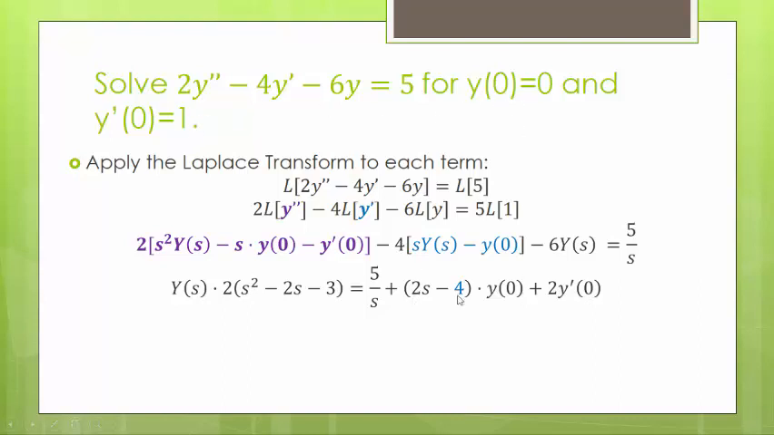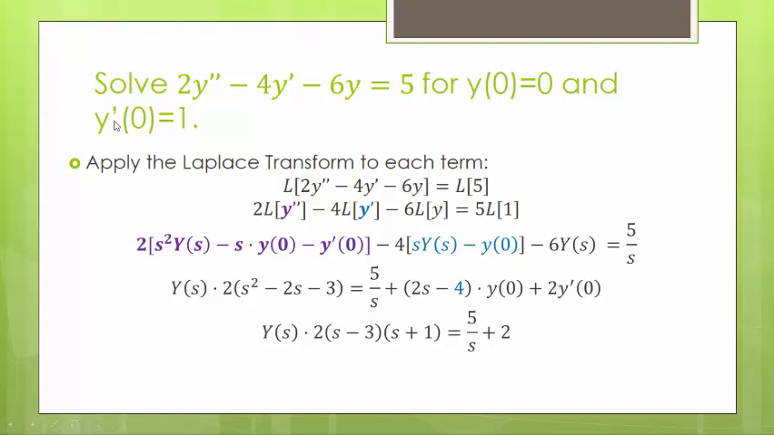If you don't, then these constants would honestly be quite messy to deal with from here. But because we have those initial conditions, this term completely cancels, and this just becomes 2. You'll notice on the left-hand side I've also factored. s squared minus 2s minus 3 becomes (s minus 3)(s plus 1). This is equal to 5 over s plus 2. The 2 comes from this term after plugging in the initial condition.